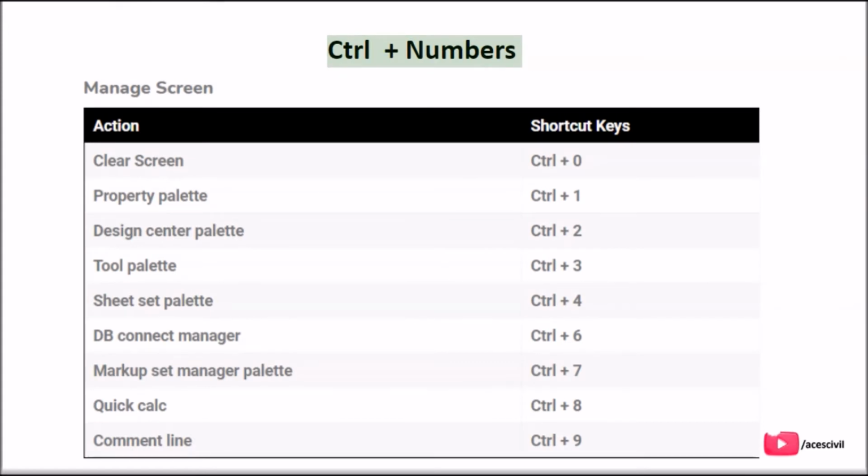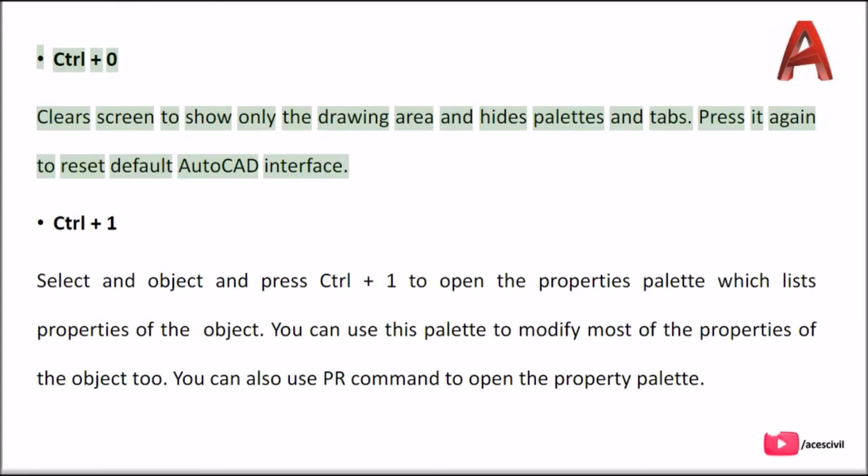Ctrl+Numbers. Ctrl+0 clears the screen to show only the drawing area and hides palettes and tabs. Press it again to reset the default AutoCAD interface.